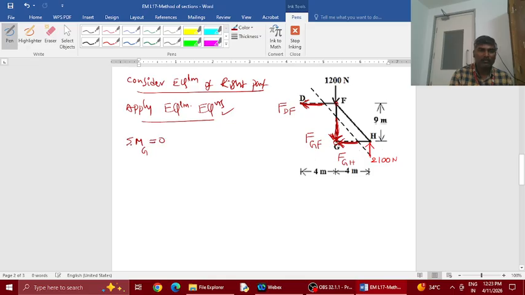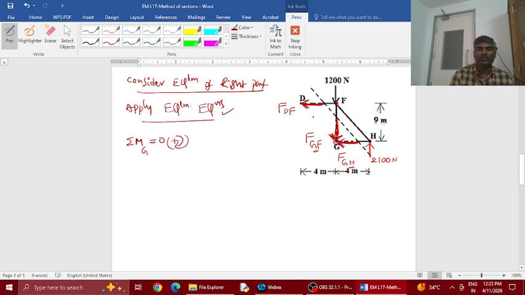So my equilibrium equation will become sigma M_G equal to 0. Any direction is positive, either clockwise or anti-clockwise. Now take moments of all the forces acting on this right part about G. These forces are passing through G, so distances are not there, so moments cannot be developed by these two forces.